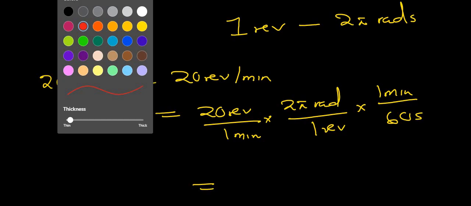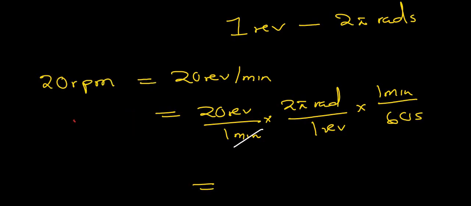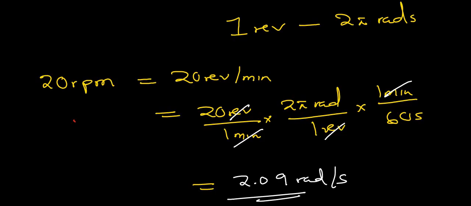Is that okay? So here we cancel our minute, the revolution also cancels. Then you punch everything here. We put our calculator in radians. So we're having 20 times 2 pi, then divided by 60. Here we got something like 2.09 radians per second. So this is how you convert from revolutions per minute to radians per second. This is what we did yesterday. This is where we ended from, right?